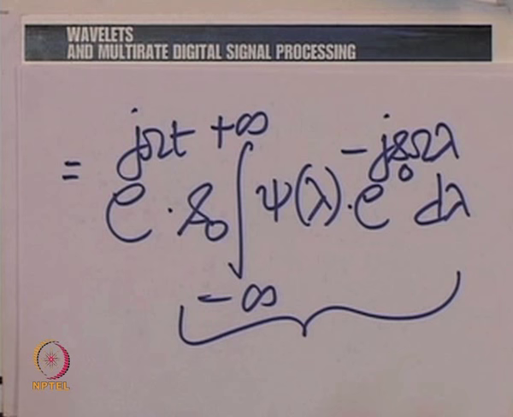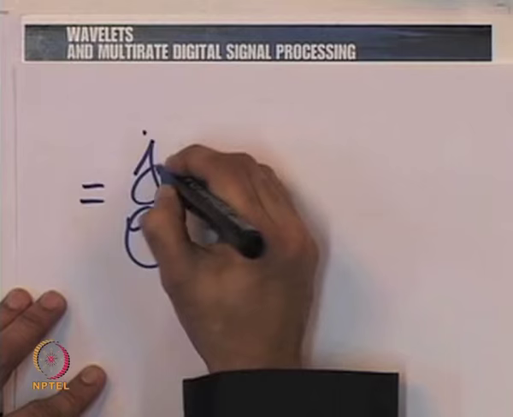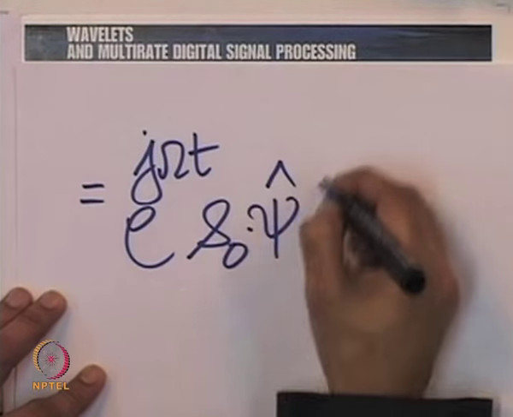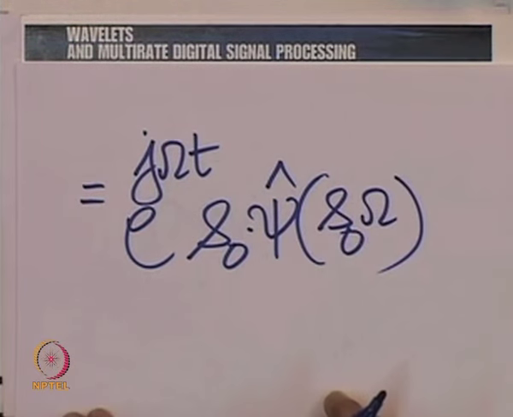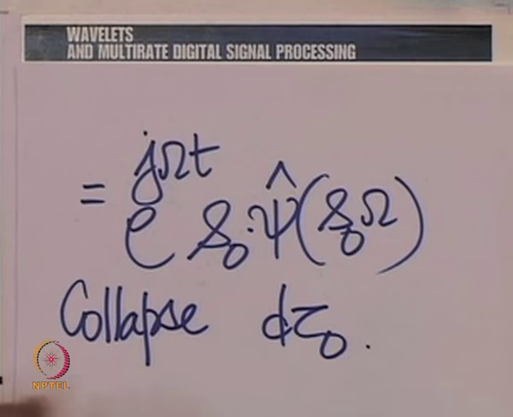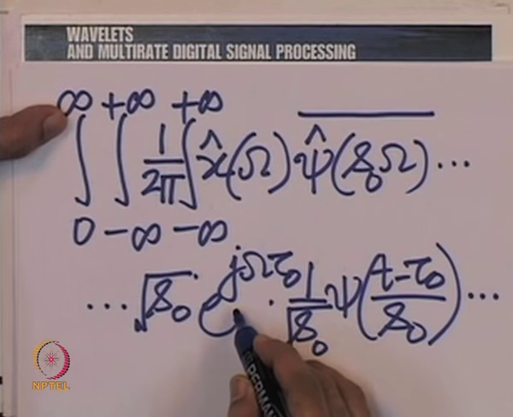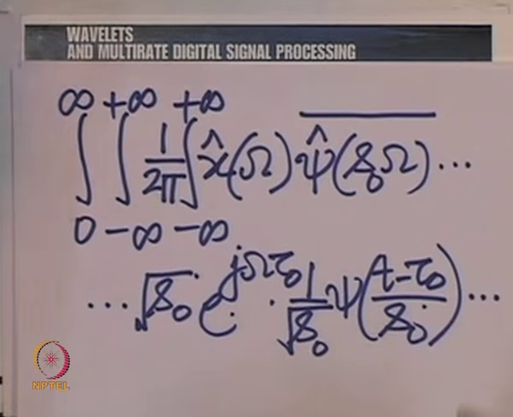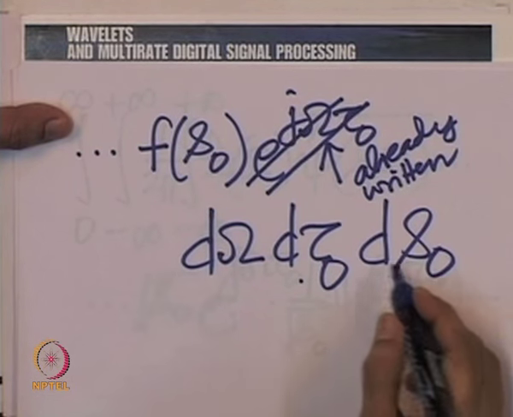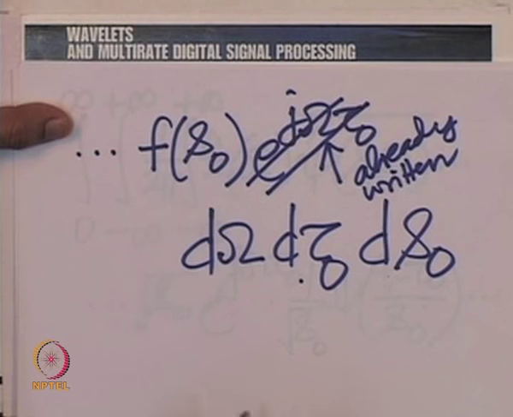So let me write that down. This is essentially e raised to the power j omega t, s naught times psi cap evaluated at s naught omega, and therefore we can now collapse the d tau naught part. I agree that this is a little bit of work, but it's not so difficult after all. Let me put that down before you once again for reference. So what I'm saying is, this has all now been collapsed. This and the d tau naught part here, this has been collapsed. What is now left is the d s naught part and the d omega part.